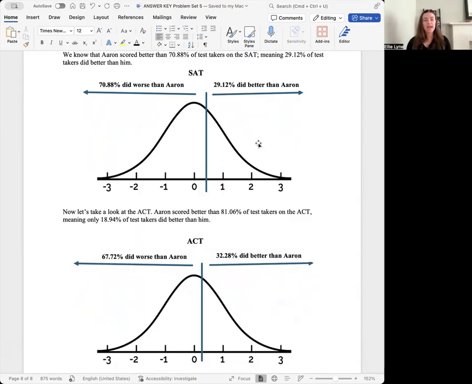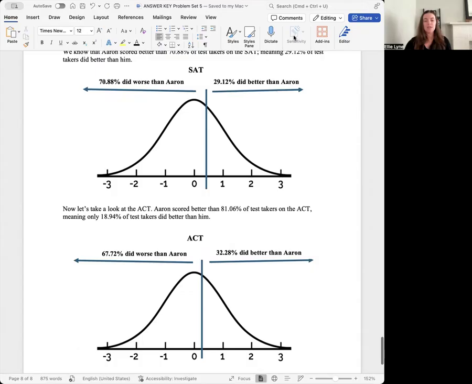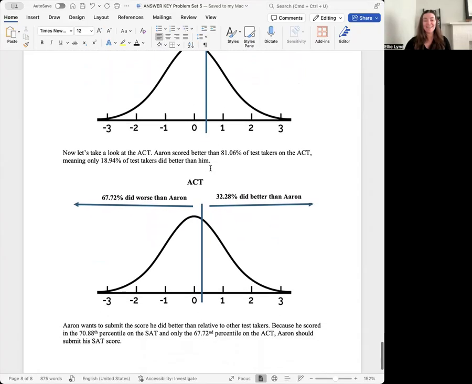Same idea here with Aaron. We know that Aaron scored better than 70.88% of test takers on the SAT, meaning 29.12% of test takers did better than him. And now if we take a look at the ACT, 67.72% did worse than him, and 32.28% did better than him. So if we look at these percentages relative to each other, we want to see which percentage he wants to submit. And that would be the fewest that did better than him, because that means he scored higher. And that is the SAT, in this case.